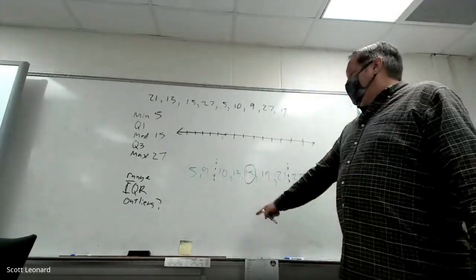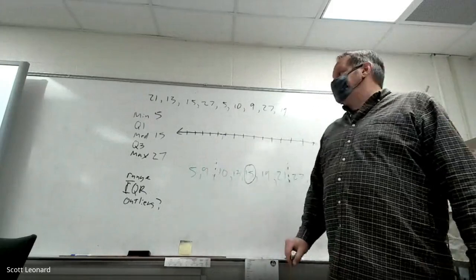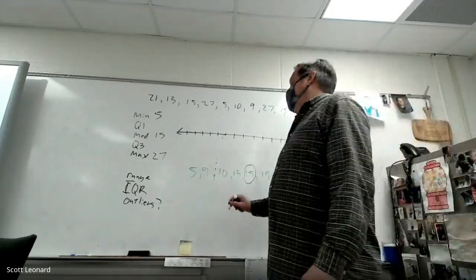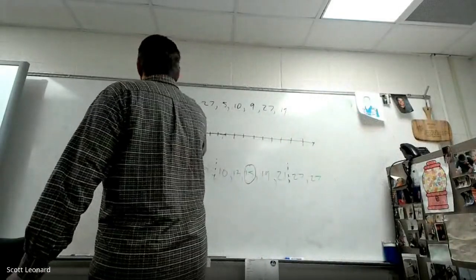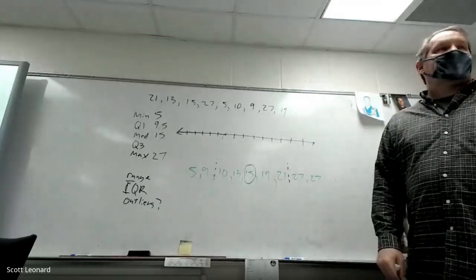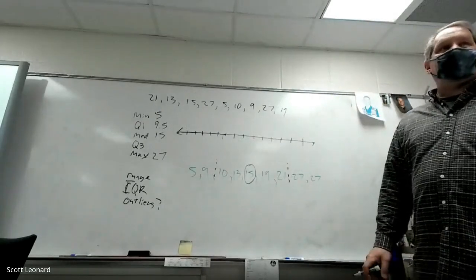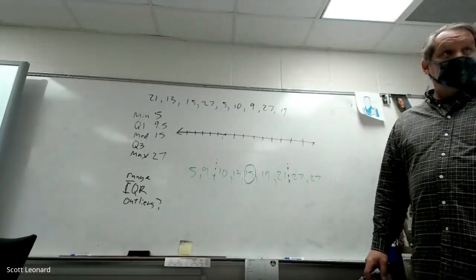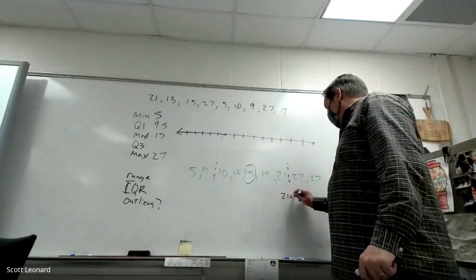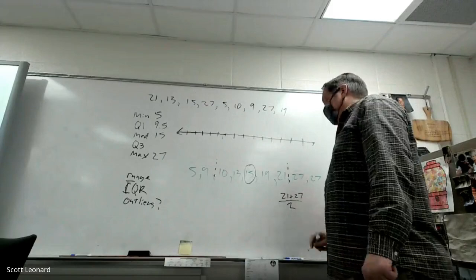Okay. Average of 9 and 10: 9.5. Here we go. Average of 21 and 27. Add them together, I get 48. 48 divided by 2 is 24. Once again, 21 plus 27 divided by 2.